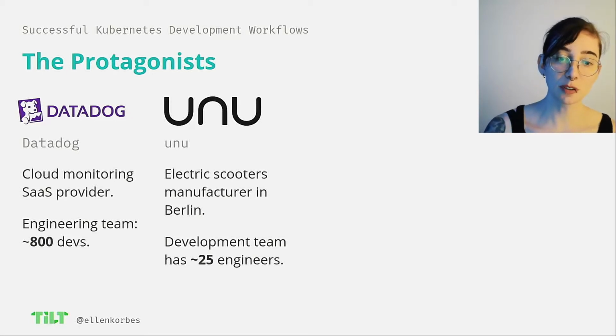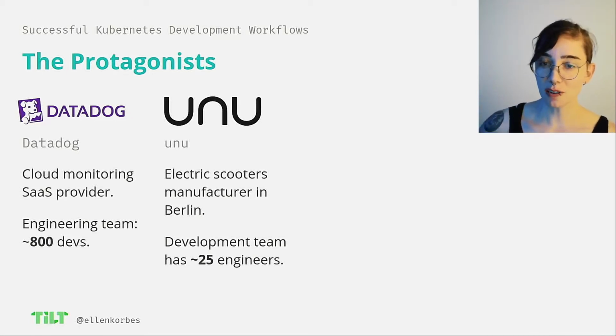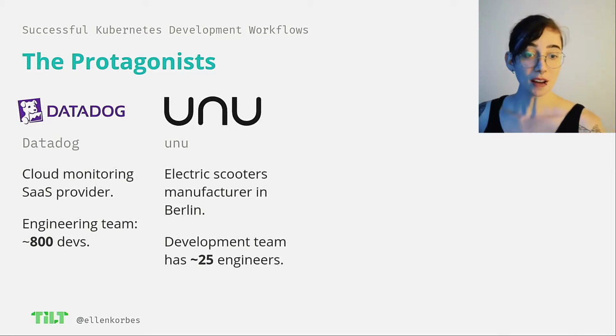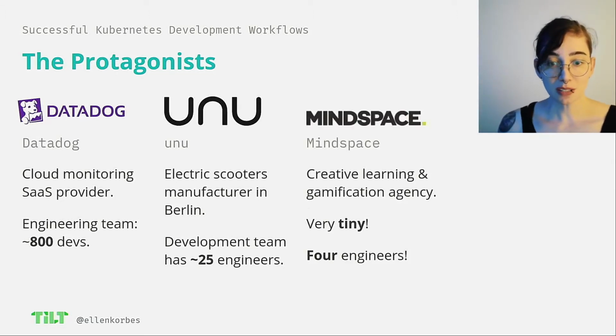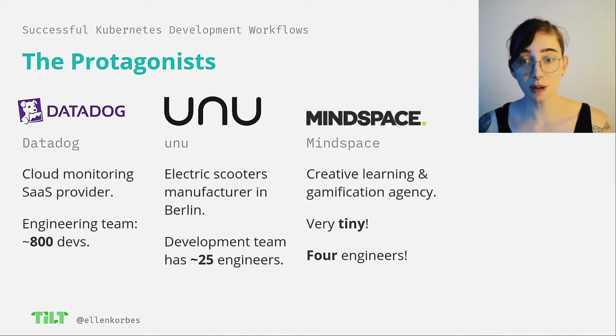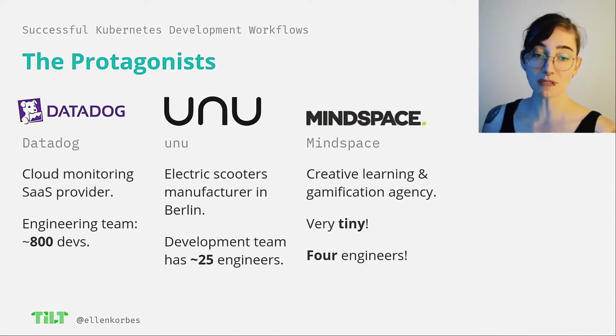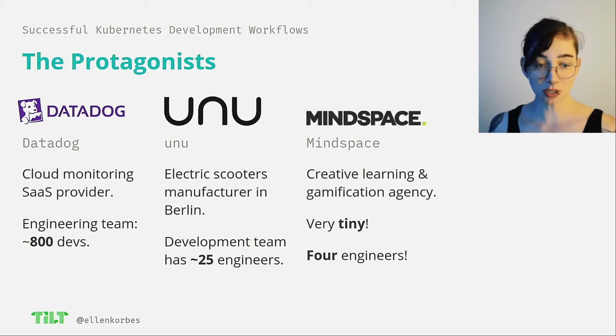They're a manufacturer of electric scooters in Berlin. Their scooters have internet. I don't know how that works, but yeah. Their team is about 25. I'm going to talk about Mindspace, a creative learning and gamification agency. Very tiny. Their development team is 4 people. So here we have examples of 3 different magnitudes of problems and solutions.